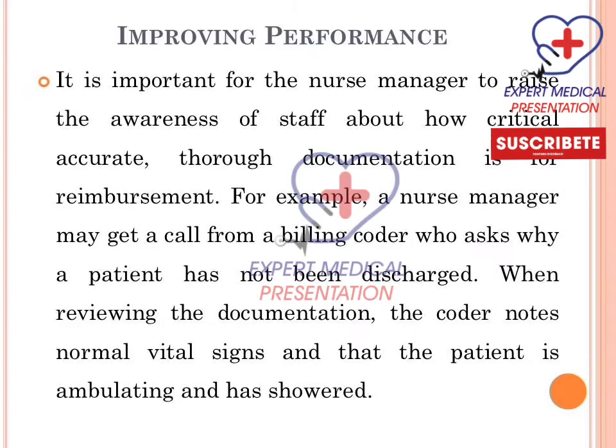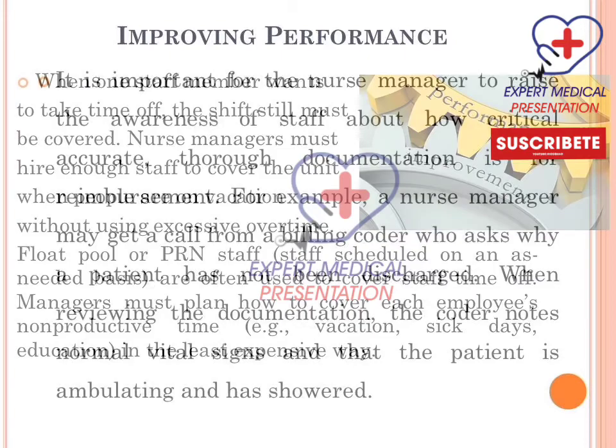Improving performance. It is important for the nurse manager to raise the awareness of staff about how critical accurate, thorough documentation is for reimbursement. For example, a nurse manager may get a call from a billing coder who asks why a patient has not been discharged. When reviewing the documentation, the coder notes normal vital signs and that the patient is ambulating and has showered.